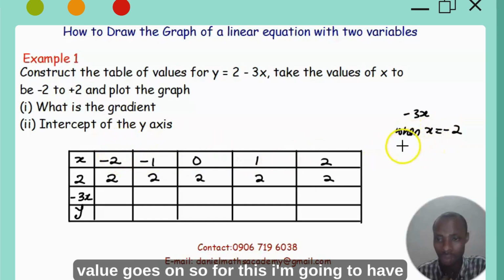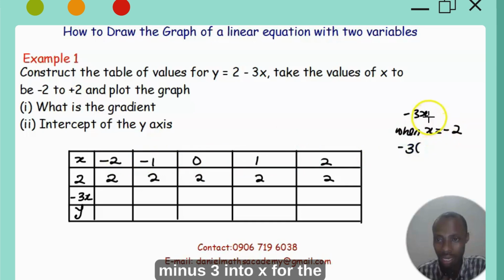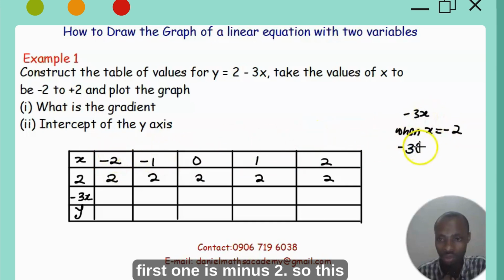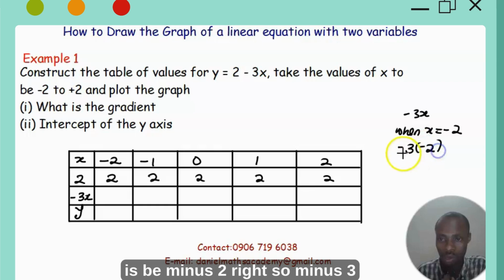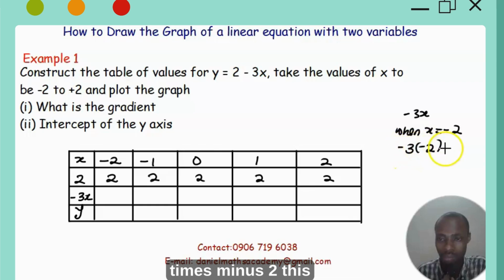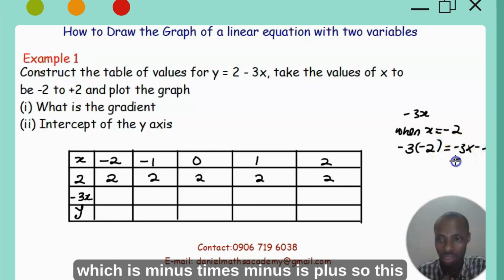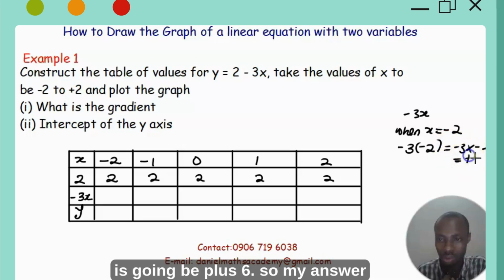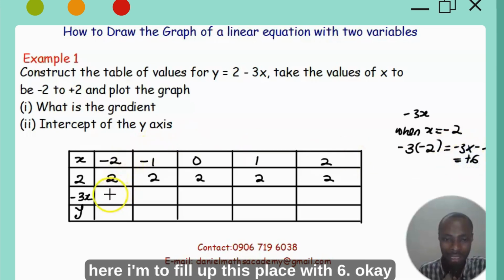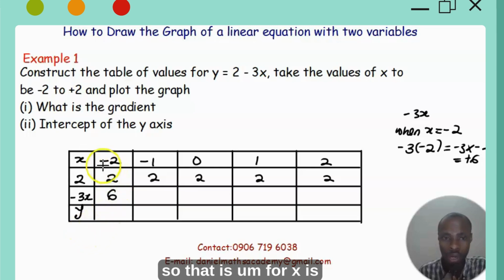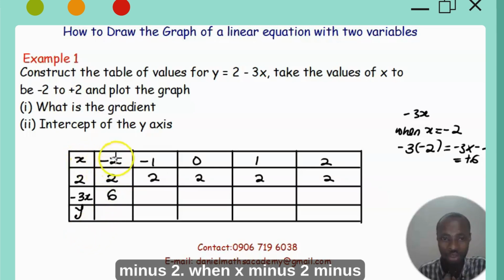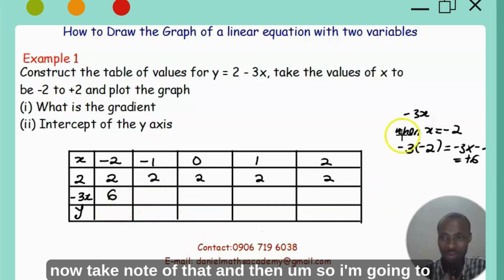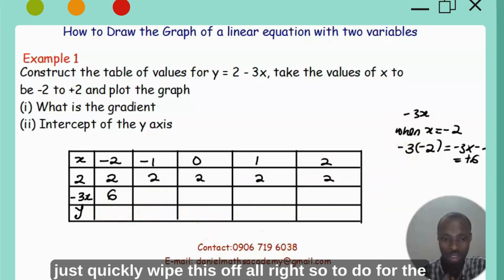So for this, I'm going to have minus 3 into x. For the first one, x is minus 2. So minus 3 times minus 2, and minus times minus is plus. So this is going to be plus 6. My answer here, I'm going to fill up this place with 6. So when x is minus 2, minus 3x will give us plus 6. Take note of that, and then I'm going to quickly wipe this off.